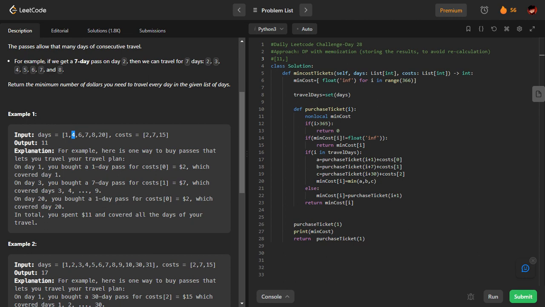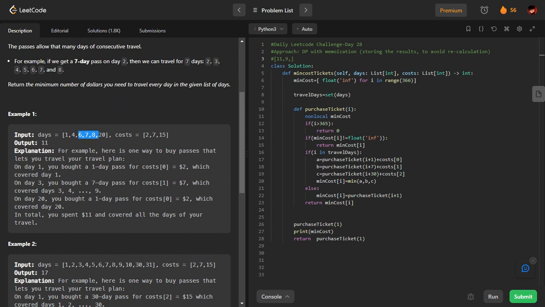I am in day fourth. Forget about day one now. What will be the minimum cost to complete the journey from day fourth onwards? I can take a 7 day package, which will complete these days, and I can take a one day package for the remaining day. So what will the cost be? A 7 day package plus a 1 day package, so 7 plus 2, it is 9. Now, coming to the third day onwards.